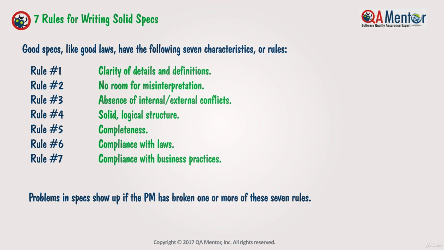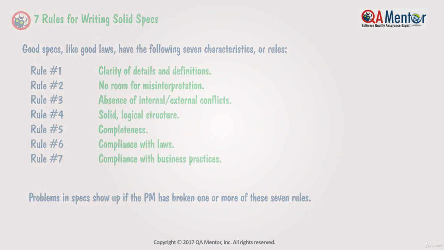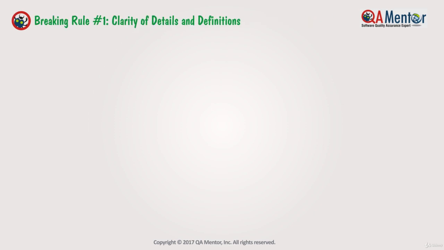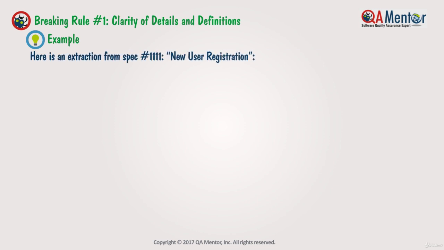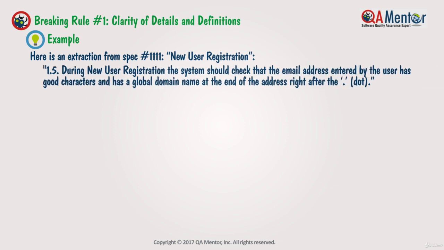Problems in specs show up if the PM has broken one or more of these 7 rules. Breaking rule number 1, clarity of details and definitions. Example: here is an extraction from Spec 1111, New User Registration. 1.5. During new user registration, the system should check that the email address entered by the user has good characters and has a global domain name at the end of the address right after the dot.